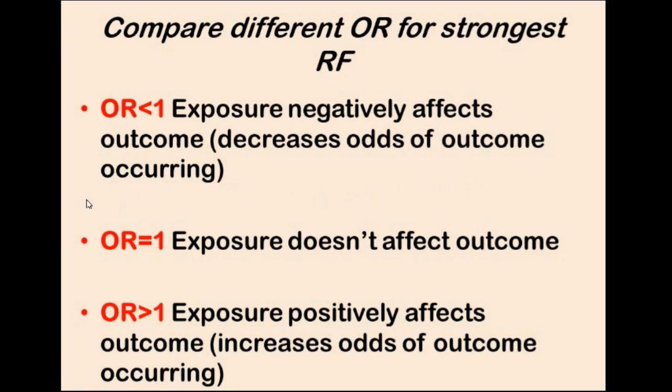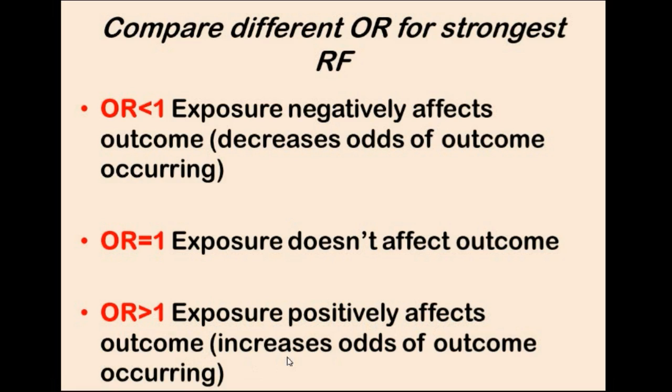So if you have an odds ratio that is equal to 1, that means that the exposure does not affect the outcome. And if you have an odds ratio that is less than 1, it means that the exposure negatively affects the outcome. In other words, it decreases the odds of a particular outcome, such as a disease occurring. So if you have a risk factor that gives you an odds ratio of less than 1, it means that that risk factor has a negative effect on that outcome. So in other words, you can kind of say that that risk factor is actually protective against that disease.